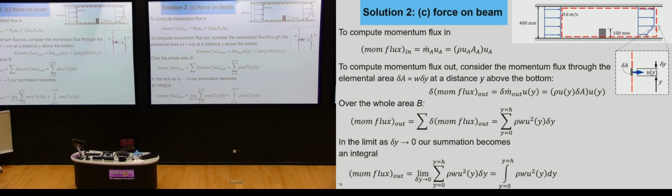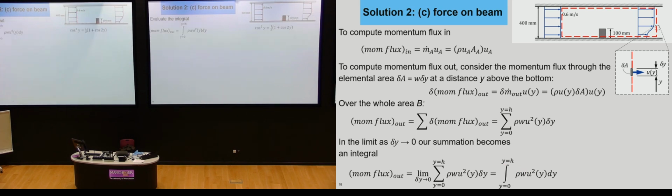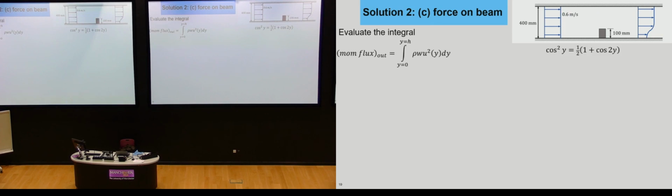So our summation becomes an integral, and our momentum flux out is now just the integral of rho w u squared with respect to y across the height of the channel, sorry, not width. So let's evaluate the integral. This is just maths, okay? We have to split up our integral into two parts, from 0 to h upon 2 for the first part, which is clearly varying, and then the final part where the velocity is uniform.